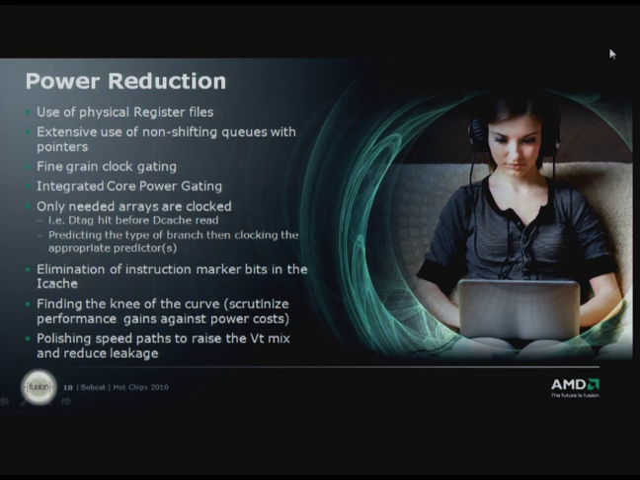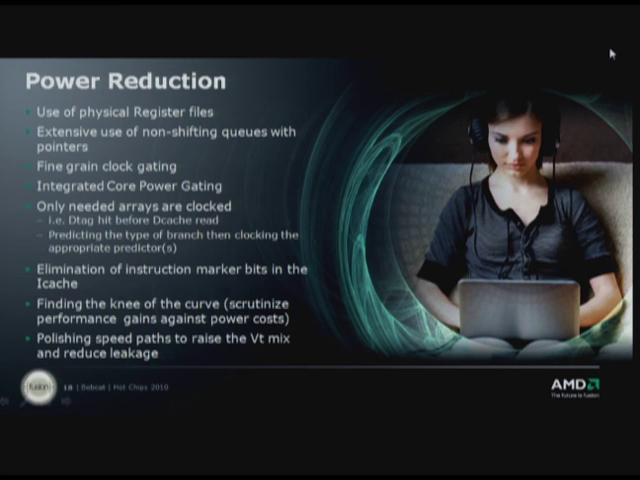But there's also, what do you do in the performance trade-off? How do you find the knee of the curve? When do you make trade-offs that on one machine may be inappropriate, on another machine may be appropriate? I'll give you a couple examples. We went to some extremes in the machine so that we get DTAG hit before we do cache read. That's a tight speed path, but for power reasons, it's a trade-off we wanted to make.